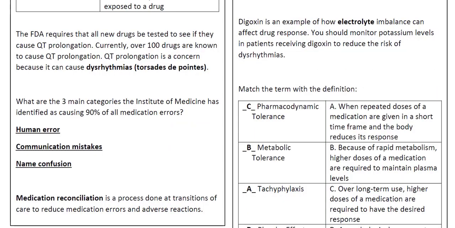In addition to liver and kidney disease, acid-base imbalance, or your body's pH, and electrolyte imbalance are two other ways that patients can be affected by individual drugs. Digoxin is an example of how electrolyte imbalance can affect drug response. You should monitor potassium levels in patients receiving digoxin to reduce the risk of dysrhythmia.